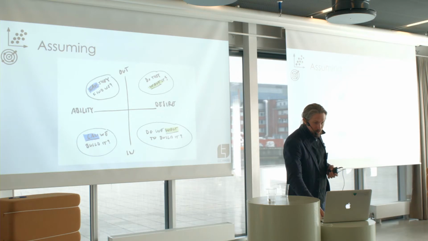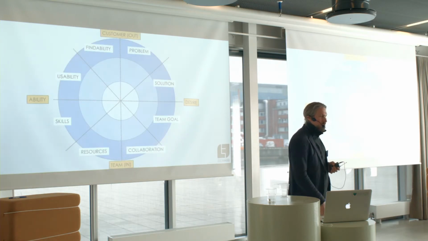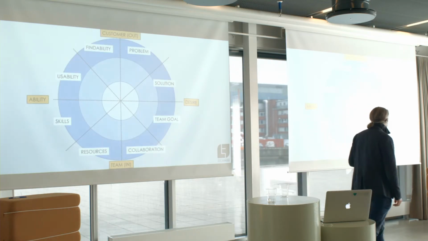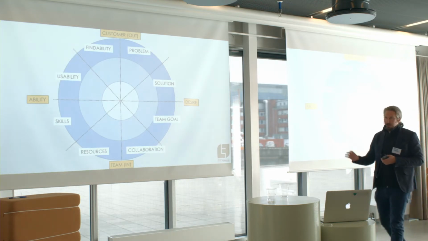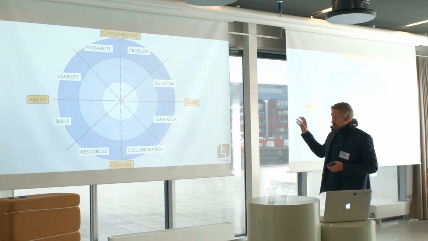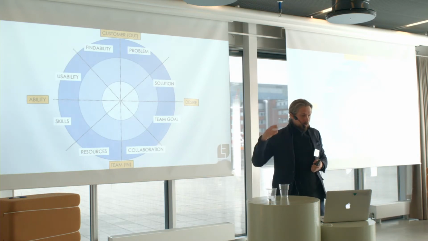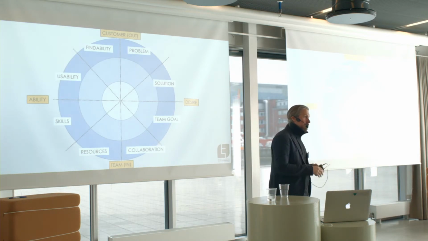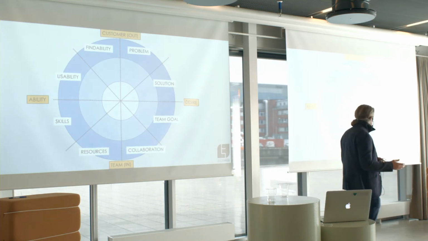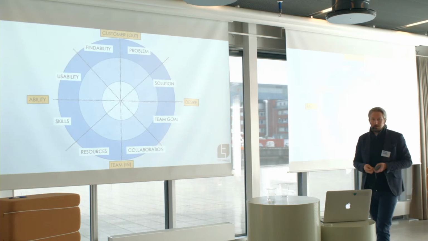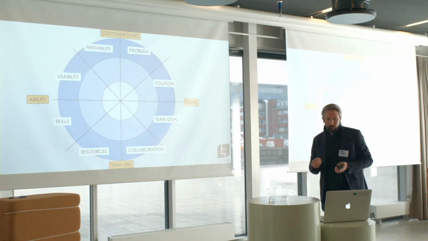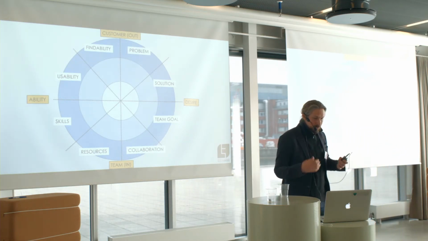And just to make it even more complicated, we turned it into eight pieces of the cake, or what's it called? Problem solution, team goal, team collaboration, team resources, team skills, usability, and findability. If you use this as a map, you can fill it out with unknowns or uncertainties that you need to reduce the risk of.